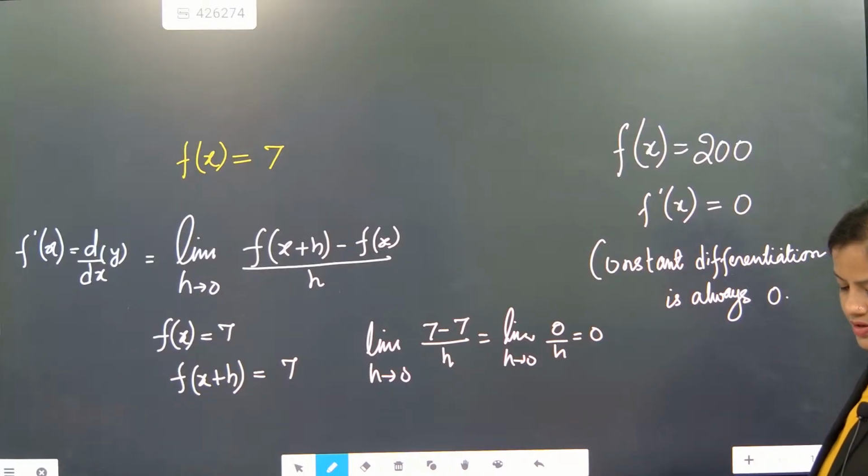I hope you have understood this part. Constant differentiation is always 0.